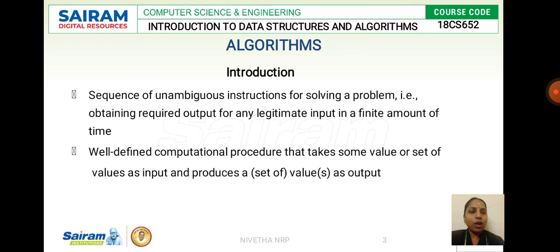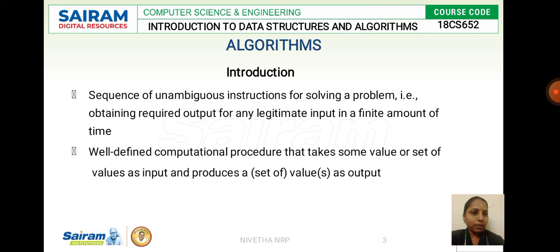Generally, how do we give an instruction to a computer? The computer understands only machine language, that is a combination of zeros and ones. We give instructions to the computer using a high level language, and with the help of an interpreter, it will be converted into machine language. We do this by giving a set of instructions to the computer.